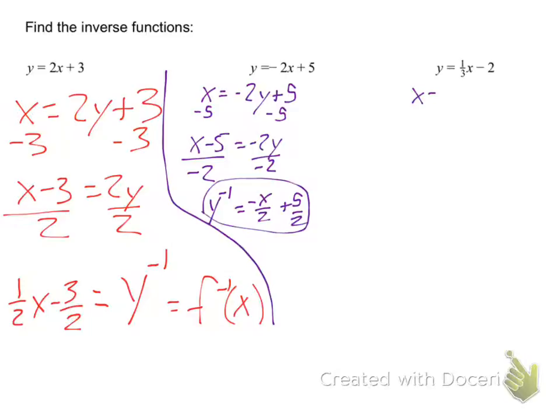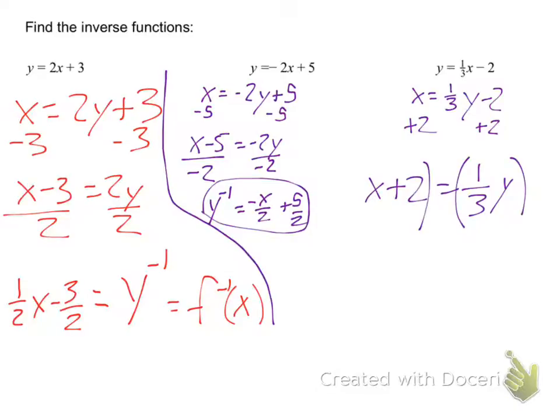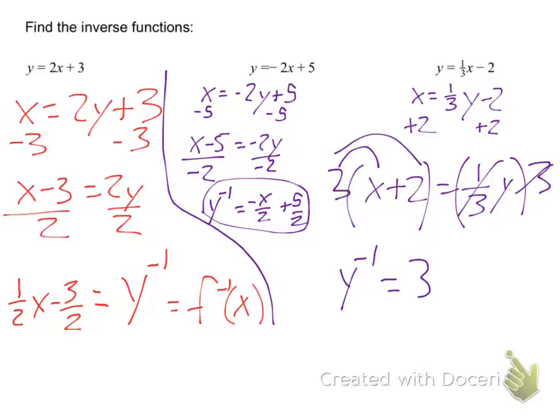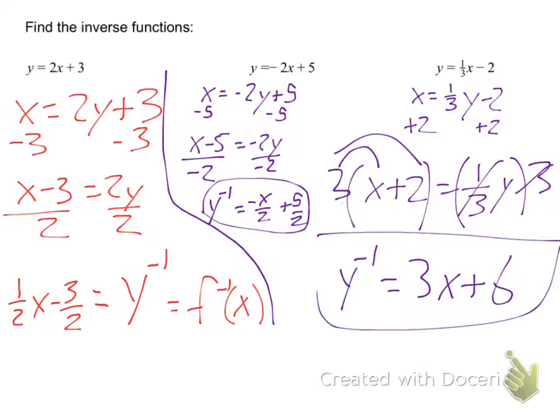Next one. x equals 1/3 y minus 2. Then x plus 2 equals 1/3 y. Get y by itself. Multiply both sides by 3. So y inverse equals, distribute. Boom. The negative 1 represents that one is the inverse that you found.